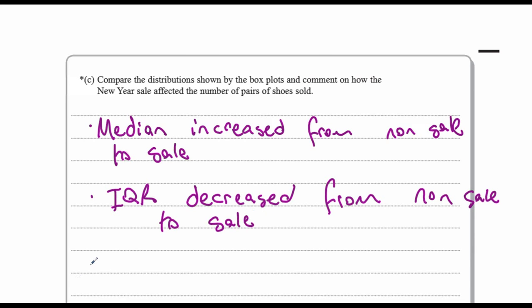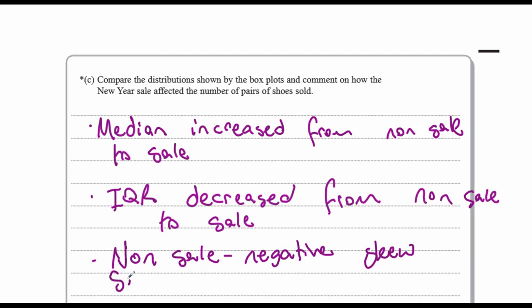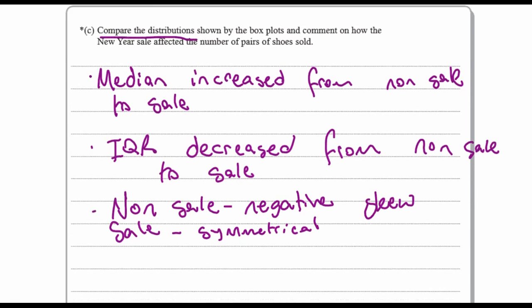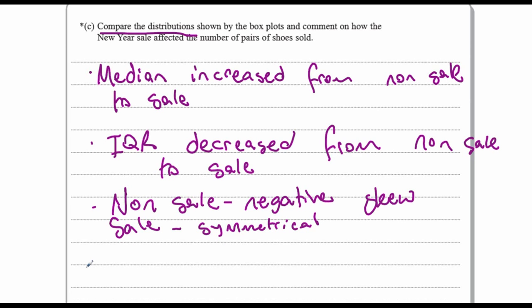We also talked about skewness. So non-sale had negative skew, and sale had no skew or symmetrical. And finally, we want to talk about how this affected the number of sales. So we've compared distributions with 3 points. For our last mark, let's just say what we said, that the number of sales has increased.